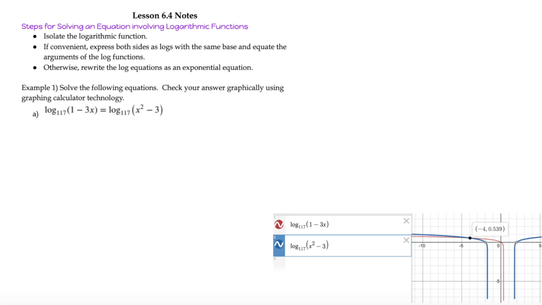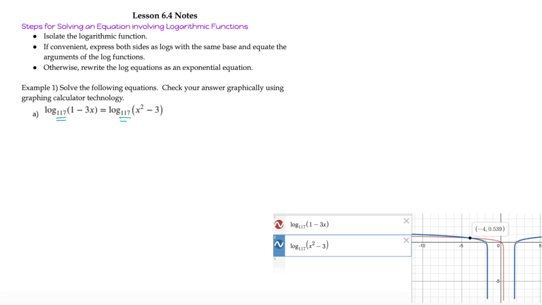and then just like when we are solving exponential functions, we are able to check graphically, which has been super helpful for us. Solve the following equation and then solve graphically to verify. Here we have log base 117 of 1 minus 3x equal to log base 117 of x squared minus 3. We are written in logarithms, and I notice that our base is the same.